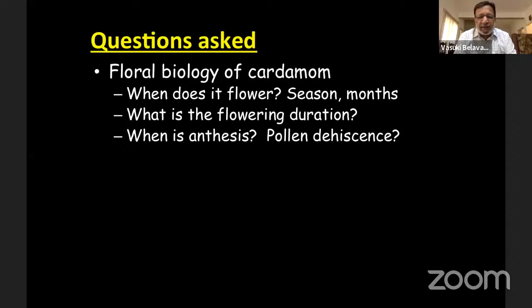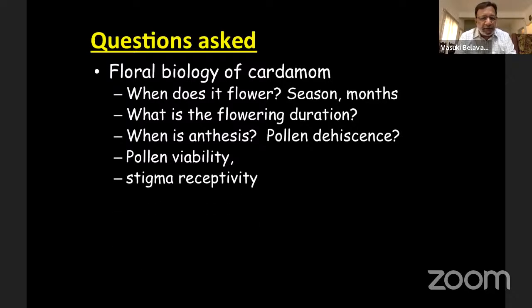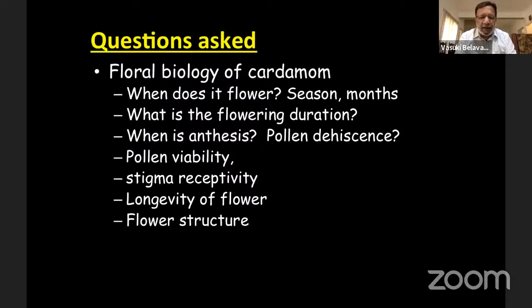And when is the anthesis? When does the flower open in the day, and when is the pollen dehiscence? Then what is the pollen viability? How long is the pollen viable? When is the stigma receptive, or the peak receptivity of the stigma? And once the flower opens, how long does it remain, whether it remains for a single day or for more than a day? So this is another important thing.